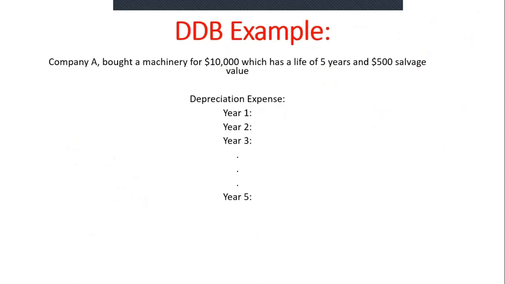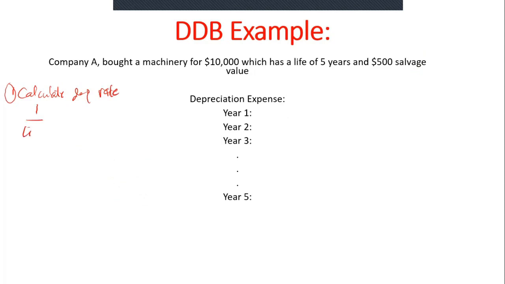Moving on to the double declining method. So it's the same example, same numbers, but it's just a little bit different. And in the upcoming slides, you would also notice the difference. The first thing for a double declining method would be to calculate the depreciation rate. So how do you do that? There's a formula for that.